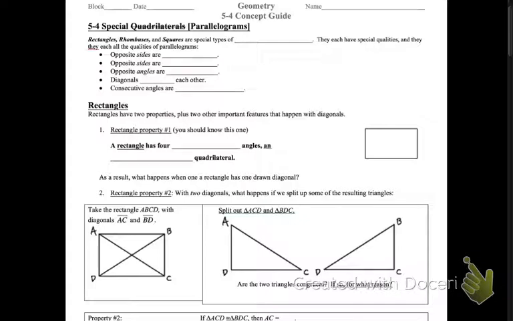But yeah, this is section 5.4. Our textbook calls this special quadrilaterals. That's a silly name. These are special parallelograms is what this is. This is a pretty lengthy concept guide. It's got a lot of stuff in it, pretty important section. So we're splitting it up into two parts. Yeah, we'll take this through rhombuses. So here we go. Rectangles, rhombuses, and squares are special types of parallelograms.